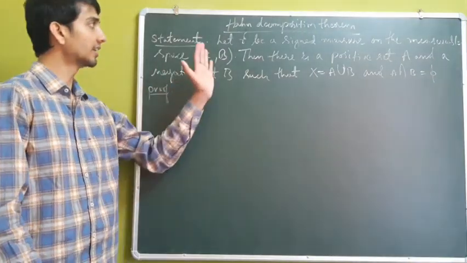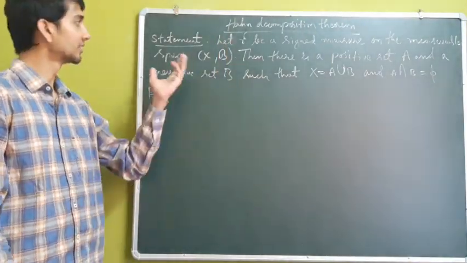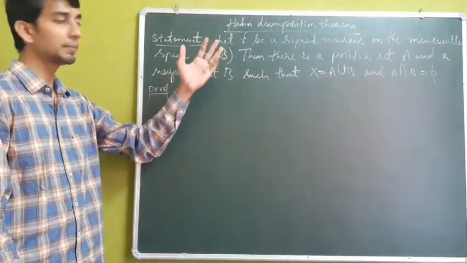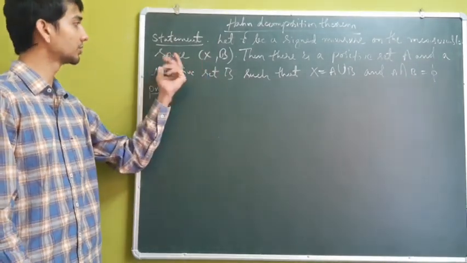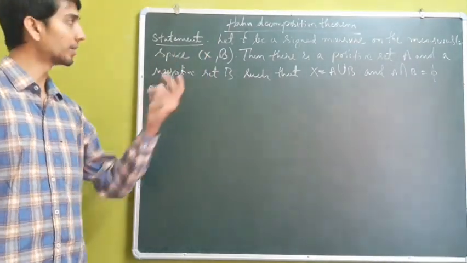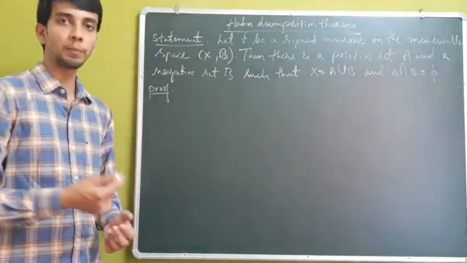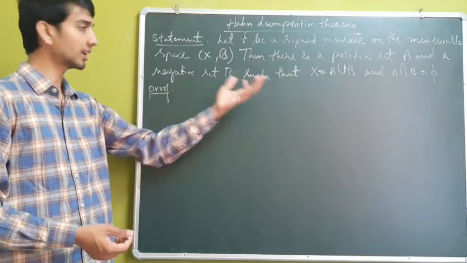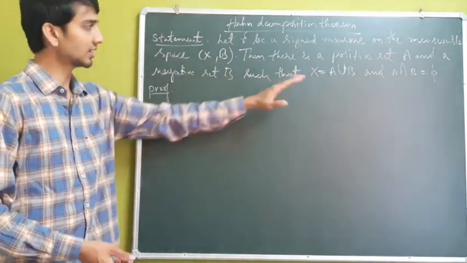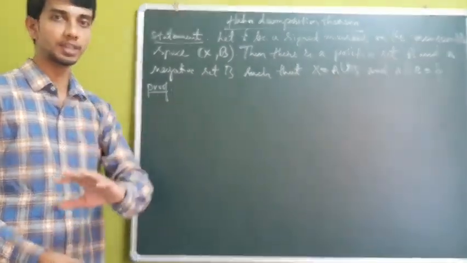So we are into Hahn decomposition theorem. Statement is as follows: let gamma be a sign measure on the measurable space (X, B). So gamma is a sign measure defined on the measurable space (X, B). Then we can find a positive set, say A, and a negative set, say B, such that X is the union of A and B with the intersection of A and B empty.